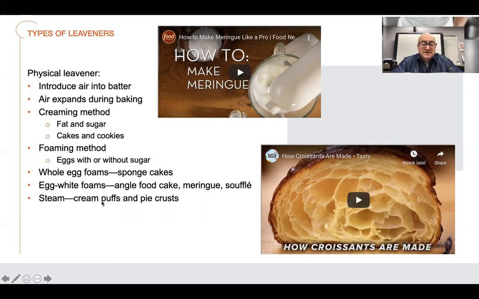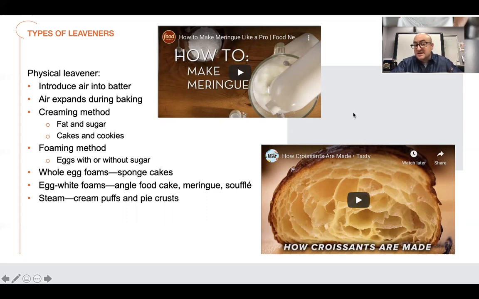And the last one is steam. So cream puffs, pie crust. And I put a picture of croissants in here because croissants use two different types. They use yeast as a leavener, and then also they use butter, because the steam from the butter also helps create those big fluffy pockets of air. And this is a video on how to make croissants.